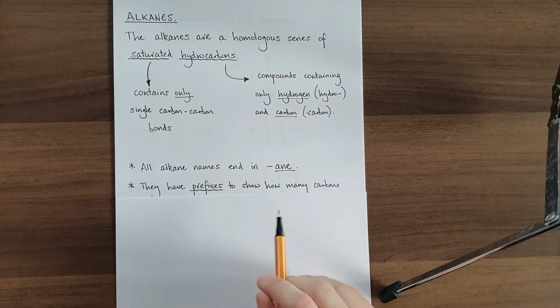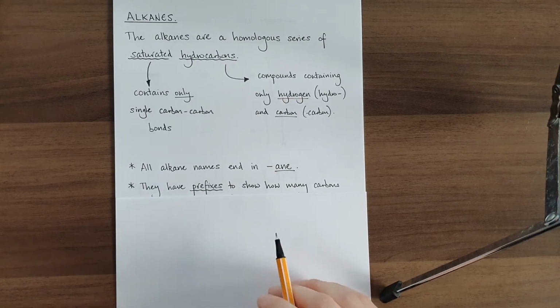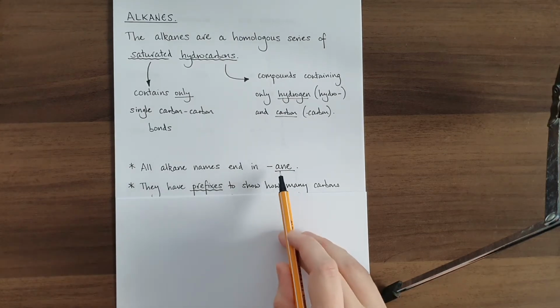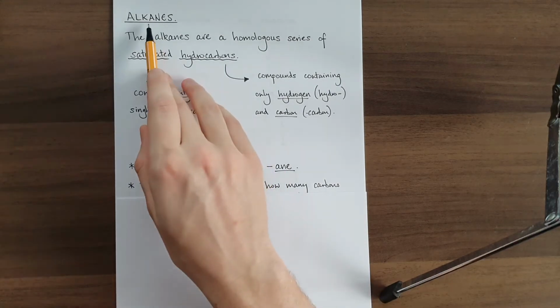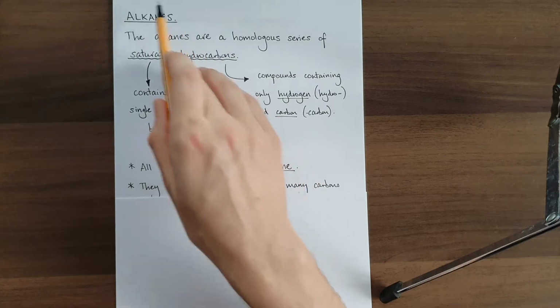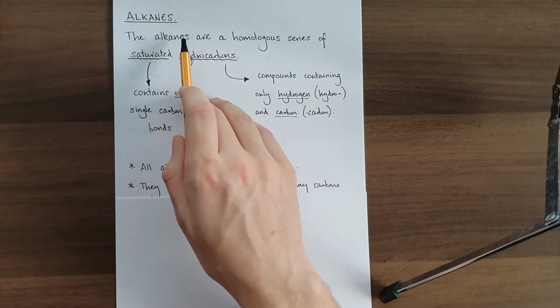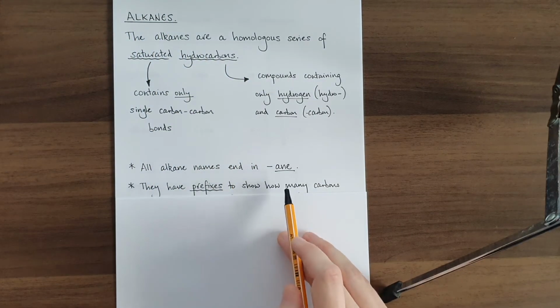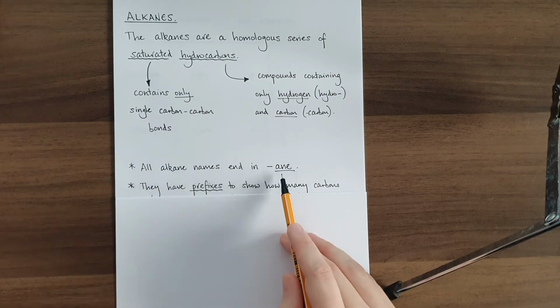As we looked at in the previous video, I gave some examples of alkane compounds, and we noticed that they all ended in -ane. That's also what the word alkane ends in, so that's a nice way to identify if we have an alkane or not. If it ends in -ane, it is an alkane.